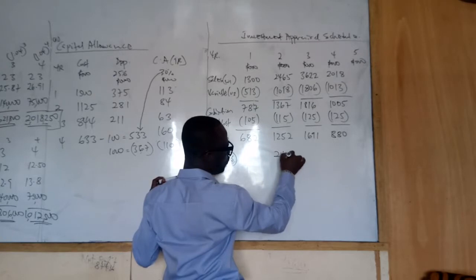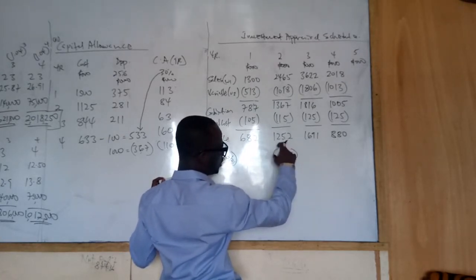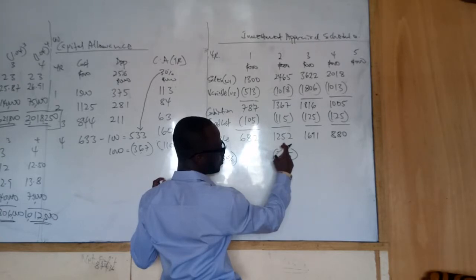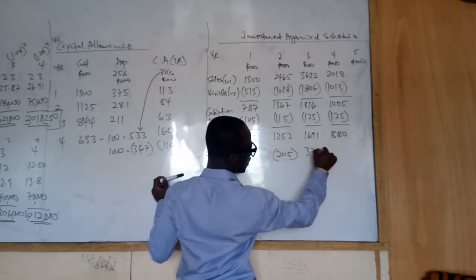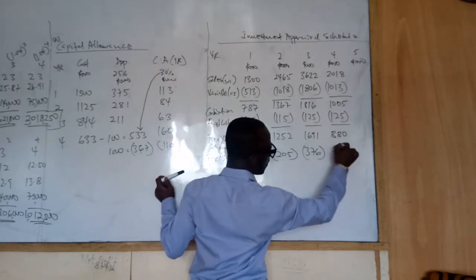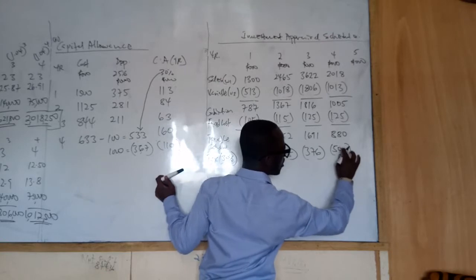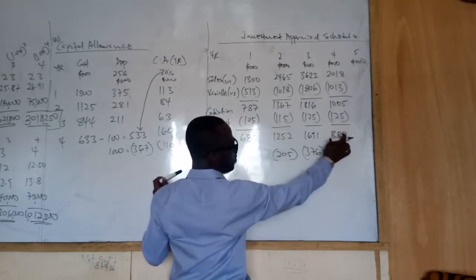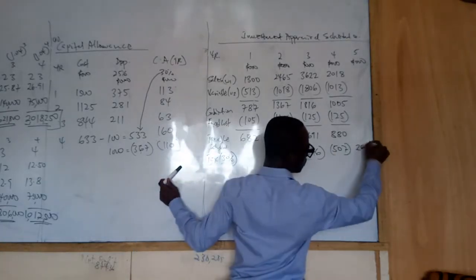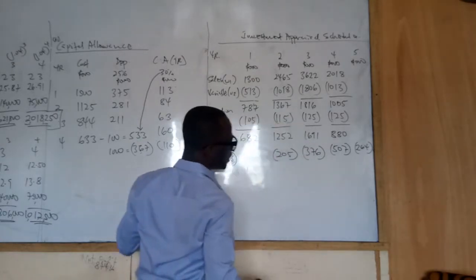205. 30% on this. 376. 30% on this. 507. Then 30% on this. 264.